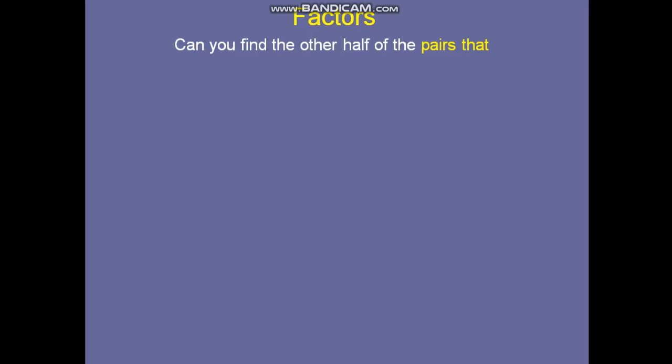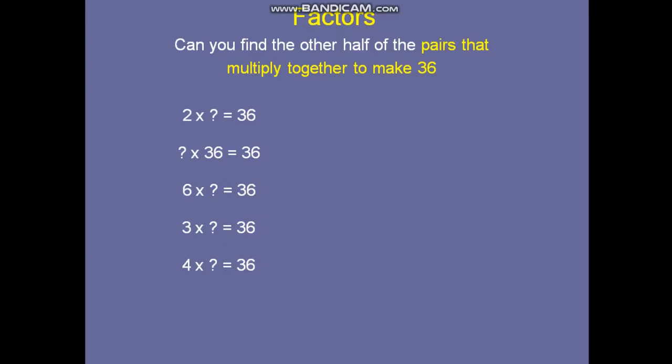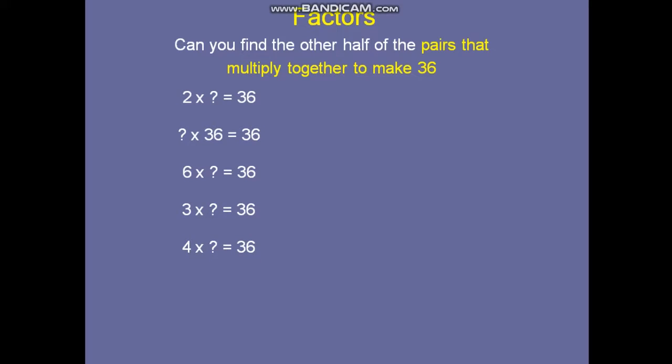Now, can you find the other half of the pairs that multiply together to make 36? 2 by what is 36? What by 36 is 36? 6 by what is 36? 3 by what is 36? 4 by what is 36? Okay, that's much easier to solve. To get those, you just have to divide. 2 by 18 is 36. Divide 36 by 2 so you can get the answer. Now, what by 36 is 36?